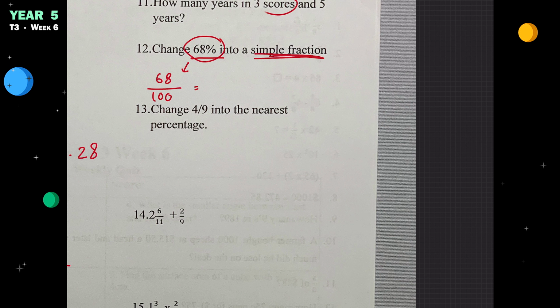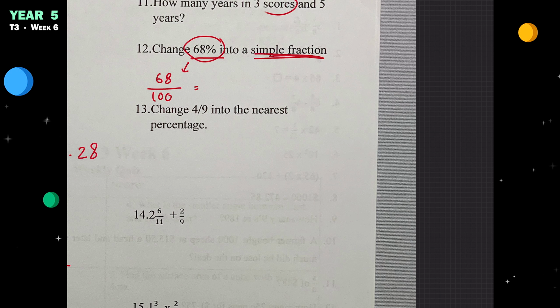So what can we do? Well, I don't know, 68 is what can we divide it by? I don't know. Let's just divide it by 2. If you're not sure, divide it by 2, because they're both even numbers. If they're even numbers, divide by 2. If they're odd numbers, don't divide by 2.